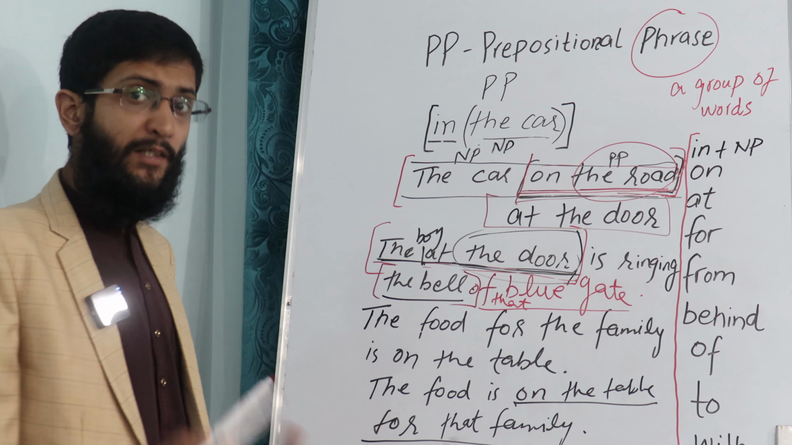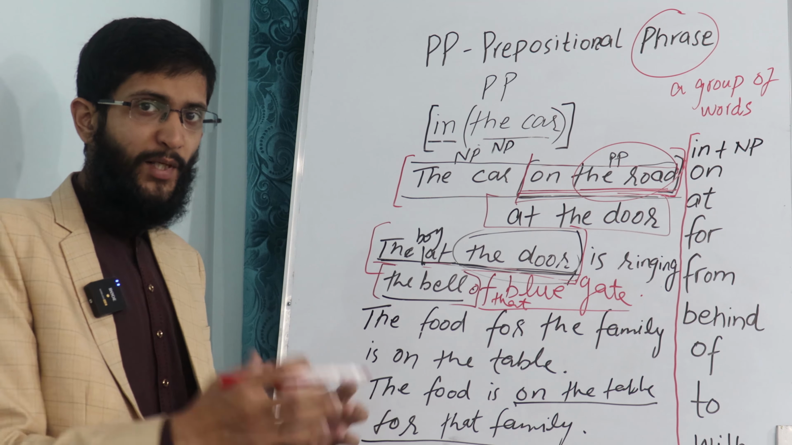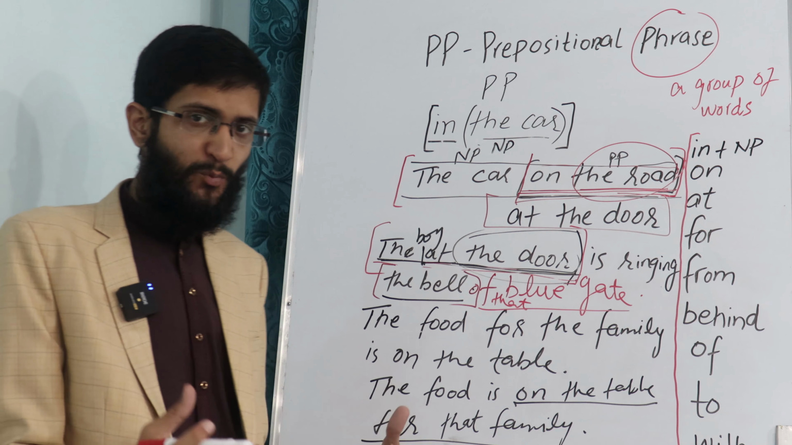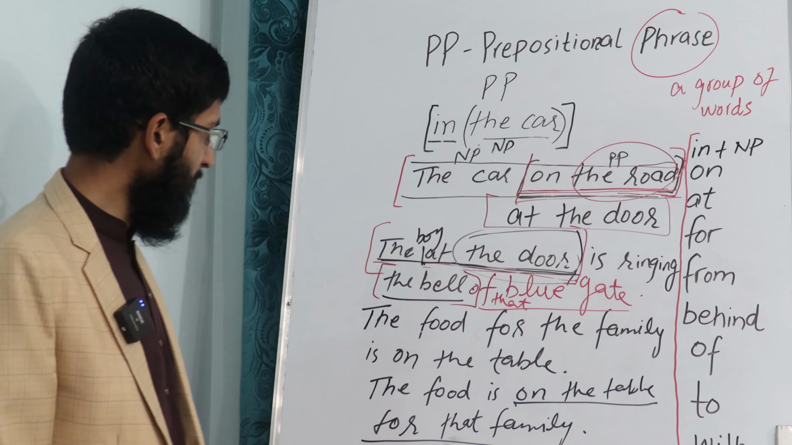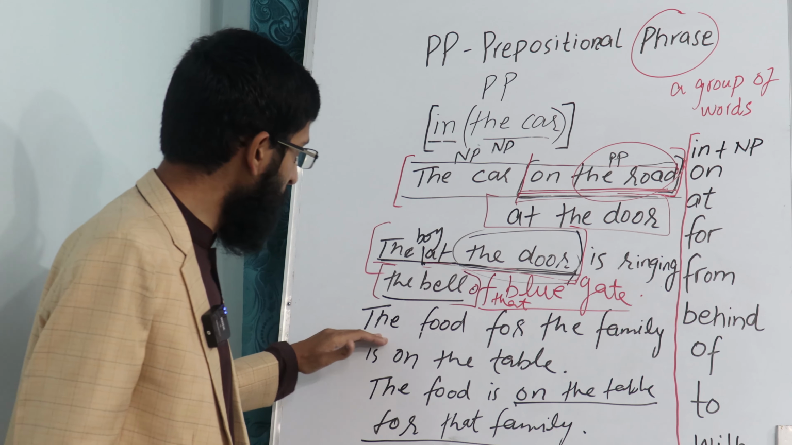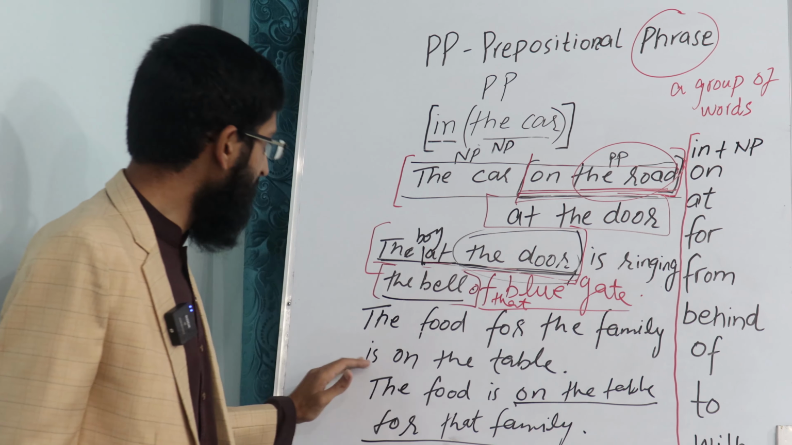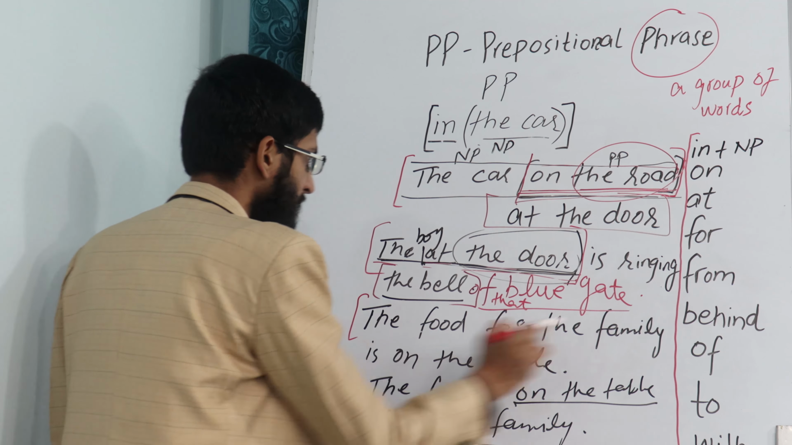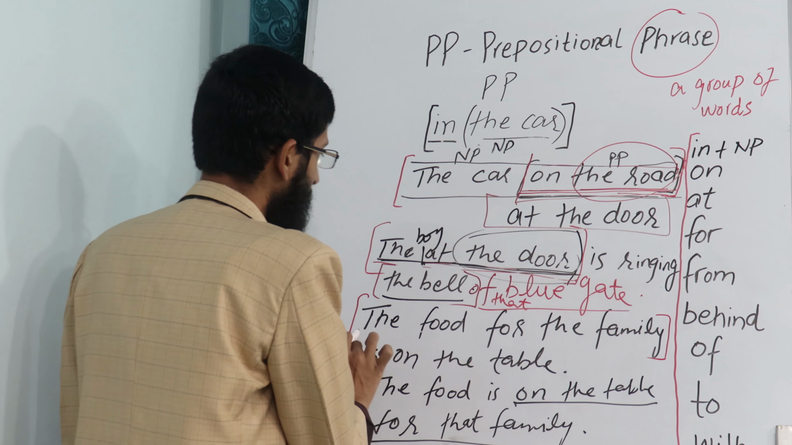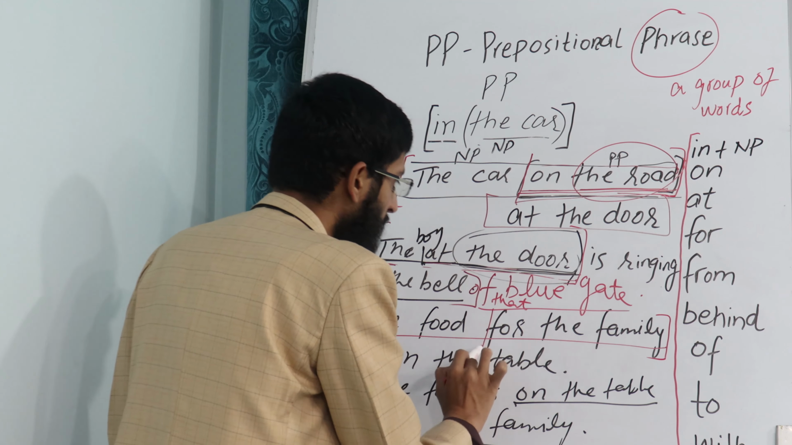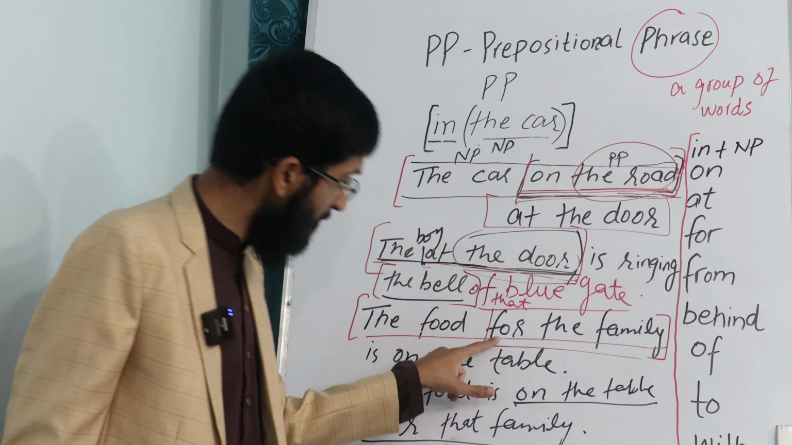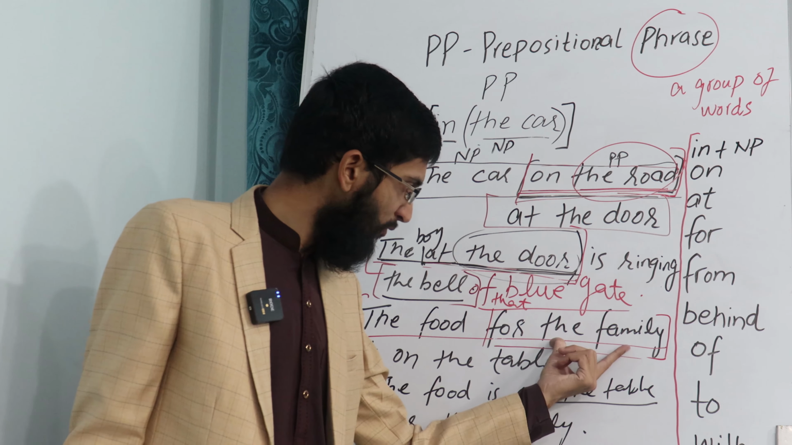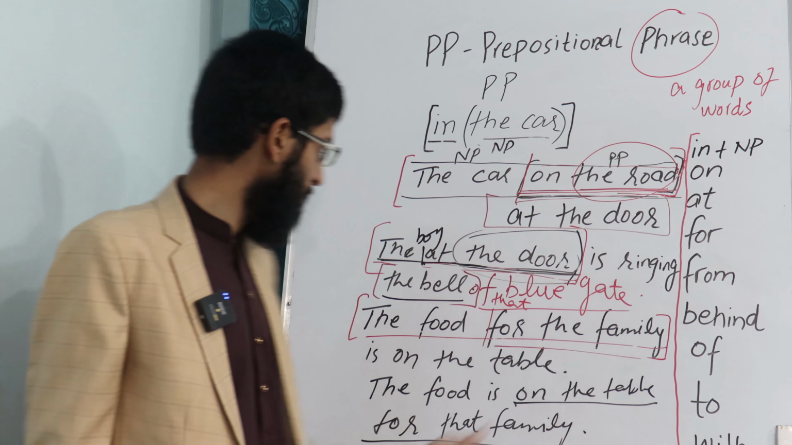So you are learning how we make bigger sentences just with the help of prepositional phrases or with the help of noun phrases. Let's see another example. The food for the family is on the table. This whole is subject and noun phrase, but the smaller part, for the family, is a prepositional phrase. But in this smaller part there is another noun phrase, the family.